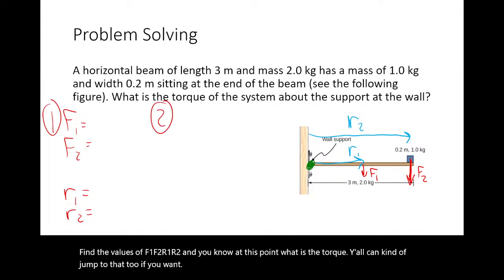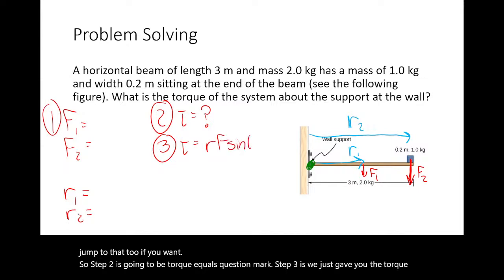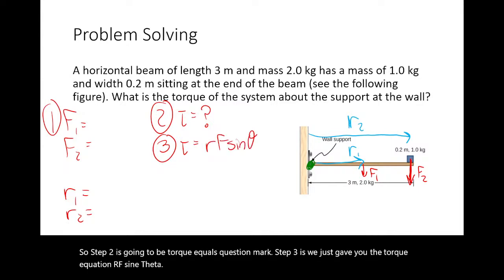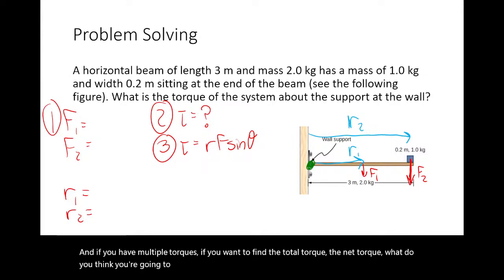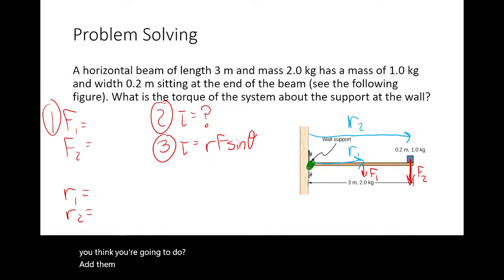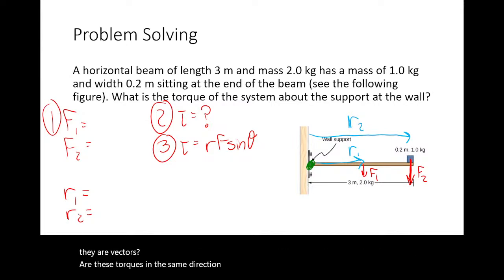So step 2 is going to be torque equals question mark. Step 3 is we just gave you the torque equation, R F sine theta. And if you have multiple torques and want to find the total torque, the net torque, what do you think you're going to do? Add them together. Quick question for you all. Are these torques in the same direction? Because they are vectors. Are they causing the object to accelerate in the same direction, or are they fighting each other?